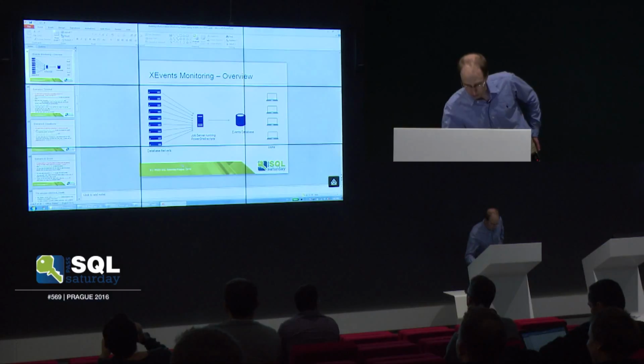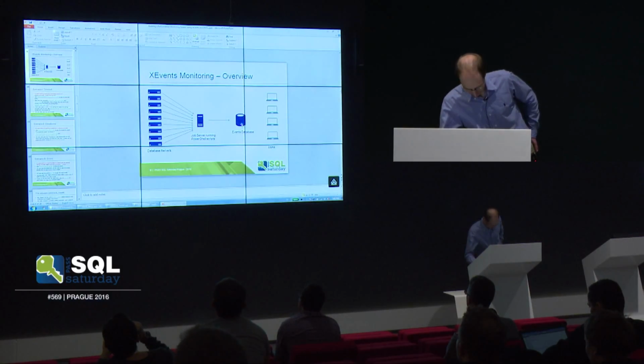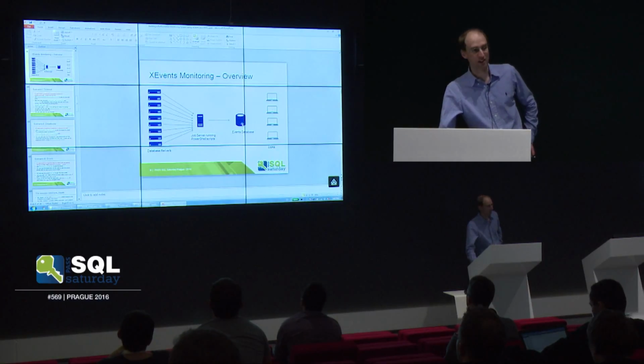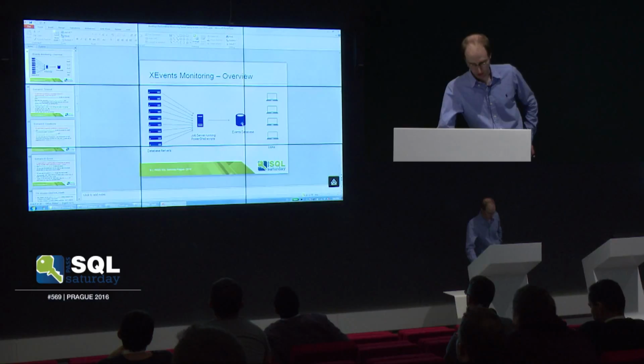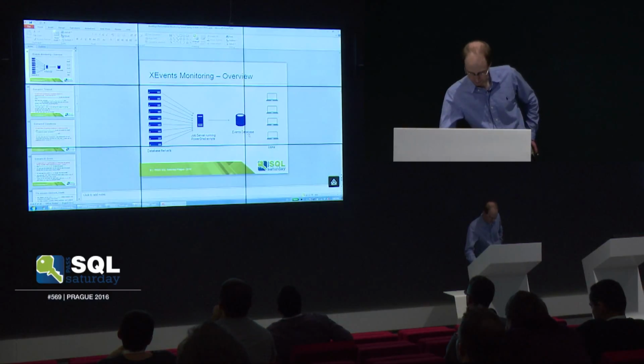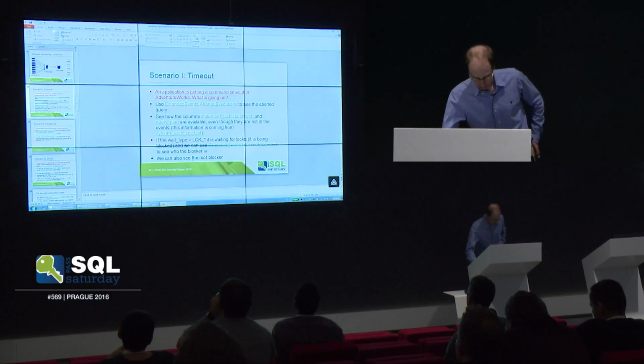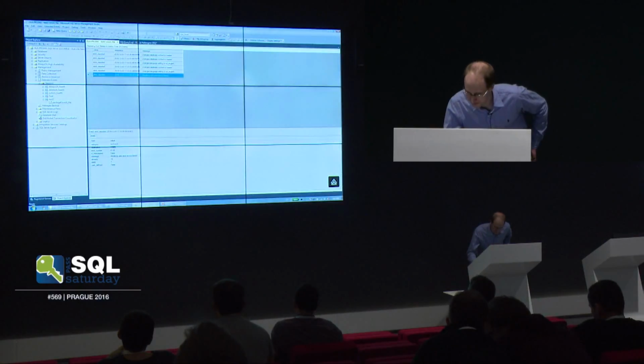So this is how it looks. We have the production servers, we have a job server, and we have this events database. And then we have DBAs and developers accessing the events database, the performance monitoring database. Okay, let's see how it works. I will show you here.